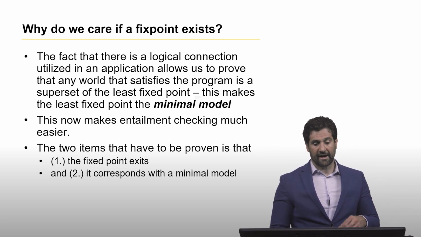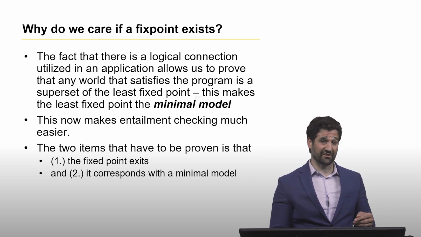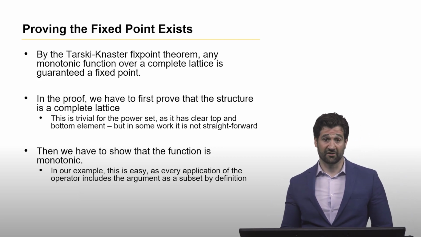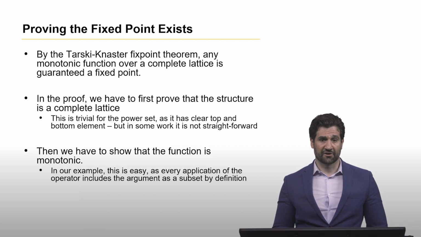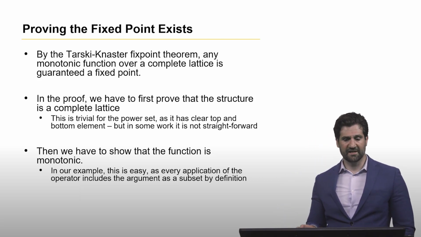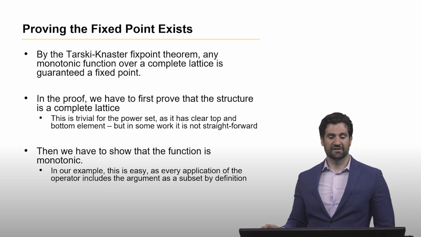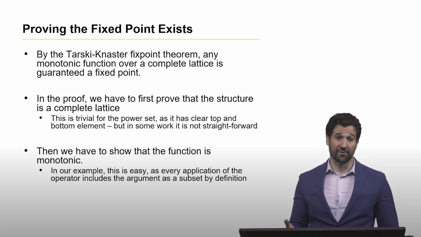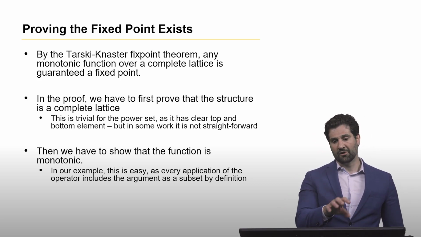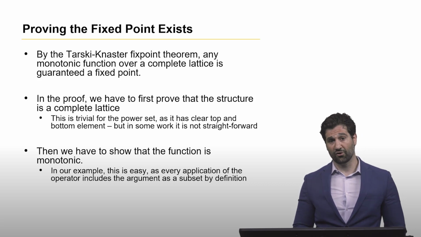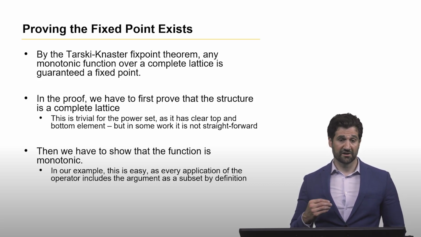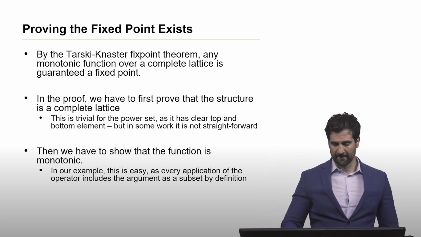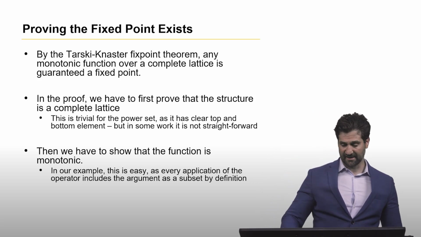intuition. Now, how do we show that the fixed point actually exists, though? This is where we use an idea introduced in the 50s, the Tarski-Knaster fixed point theorem. It says that any monotonic function over a complete lattice is guaranteed to have a fixed point. This is a mathematical theorem, but it can be applied directly to logic. In our case, we know that the set of worlds does form a complete lattice, and the fixed point operator is monotonic because it moves up that lattice structure. It's always just adding things to that set.